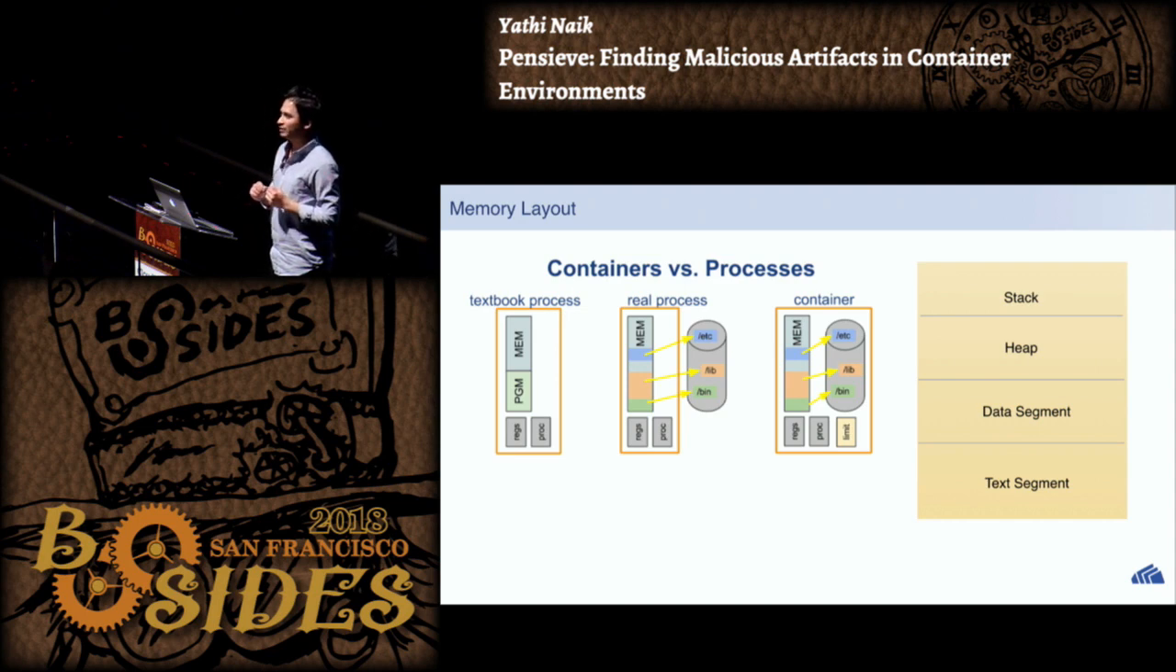The memory layout of a process running inside a container remains pretty much the same. It has the usual stack, heap, data, and text segments like any other Linux process. But we really need tools that can gather evidence from a single process rather than having to snapshot the entire host memory.